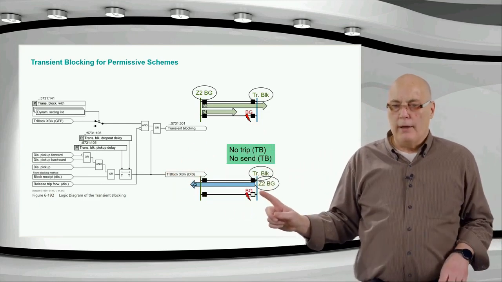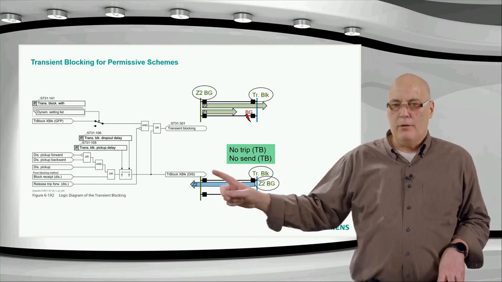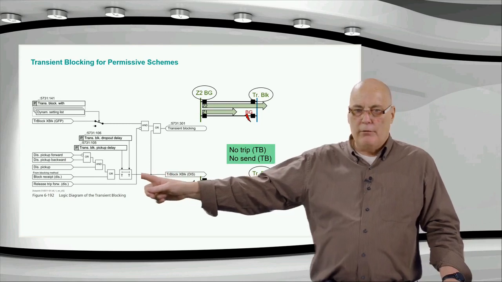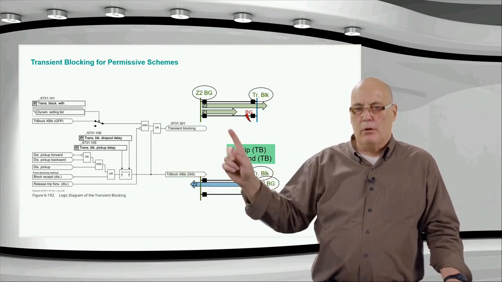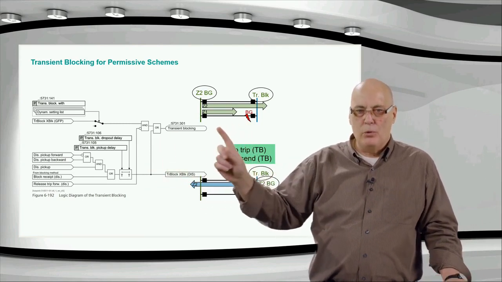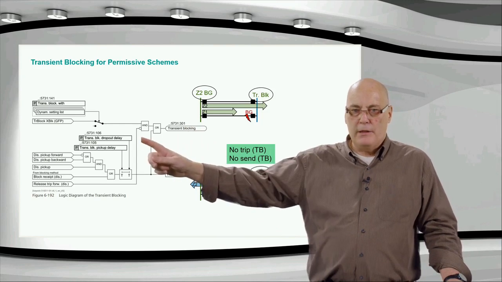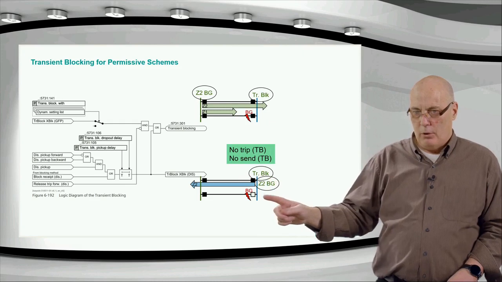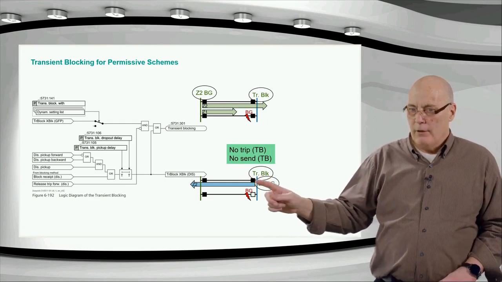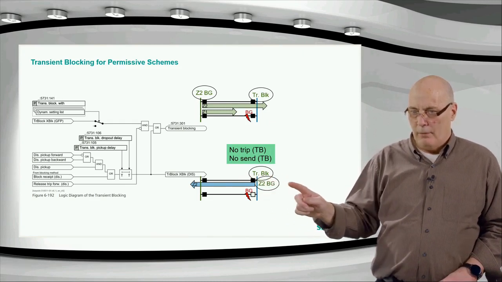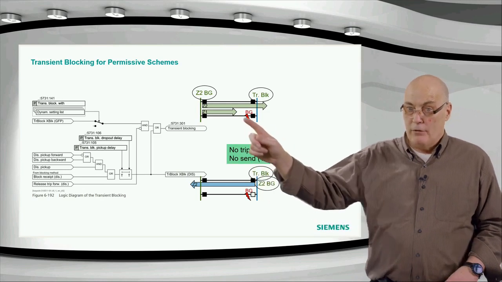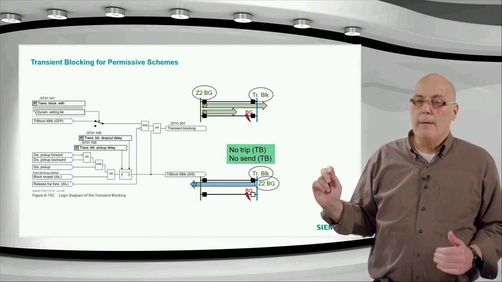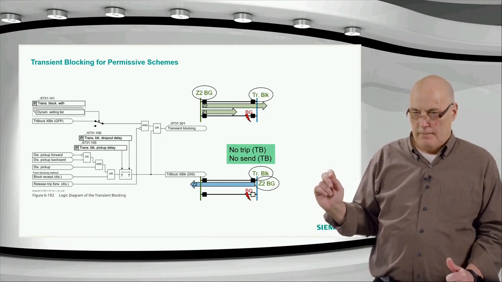If now this breaker really does trip, then the transient blocking is active and it will not drop out instantaneously. You have a block hold delay, which is typically set to around about the channel delay times 2. Typically about 50 milliseconds you set here. So for a further 50 milliseconds, you'll keep the transient blocking active. And that means even though you have a zone 2 pickup now, and you may still have a receive which has not yet reset, you will not trip with the POR scheme because the transient blocking prevents it.